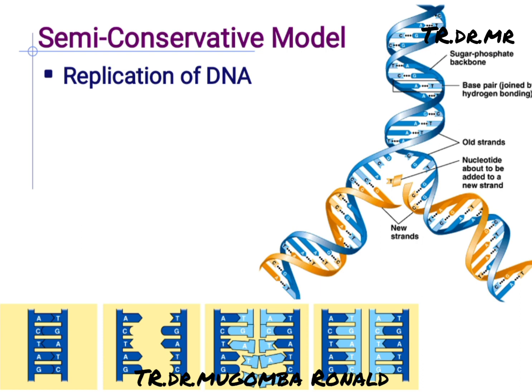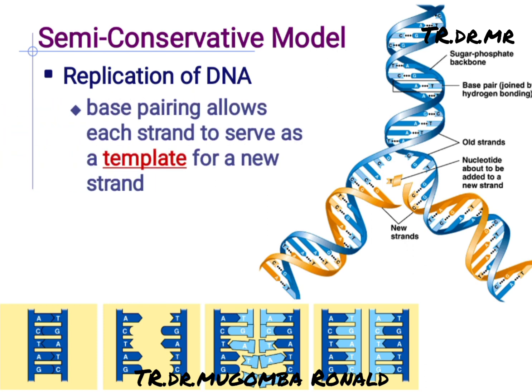That is why in the first generation they had a mixture of 50% heavy and 50% light. And as time went on, light started dominating: 75% light, 25% heavy, like that, instead of the heavy one completely disappearing at once. Now, let us go into the details of the whole process.